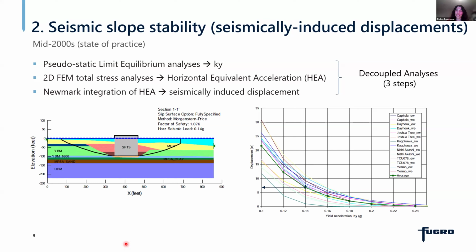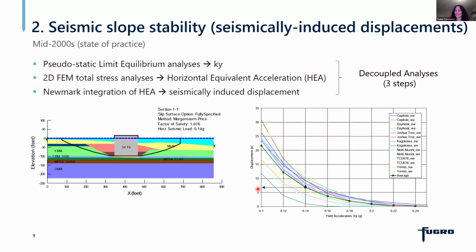And then you would integrate the horizontal equivalent acceleration time history through a Newmark type integration to calculate seismically induced displacements and generate graphs like this showing the estimated displacement as a function of the yield acceleration. So for this case, for the mean of all the ground motions, we would estimate approximately 7 inches in this particular case of downward slope movement.